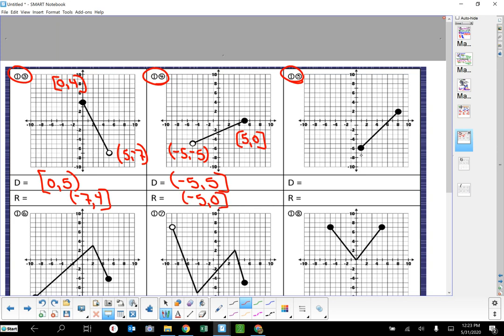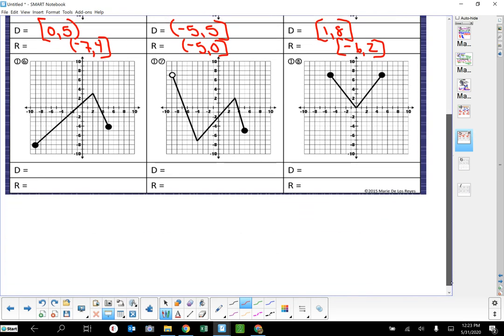Like this guy over here, this is 1, negative 6 with brackets. This guy is 8, 2 with brackets. And so our domain X values go from 1 to 8, brackets on both. Our range goes from negative 6 to 2, brackets on both.